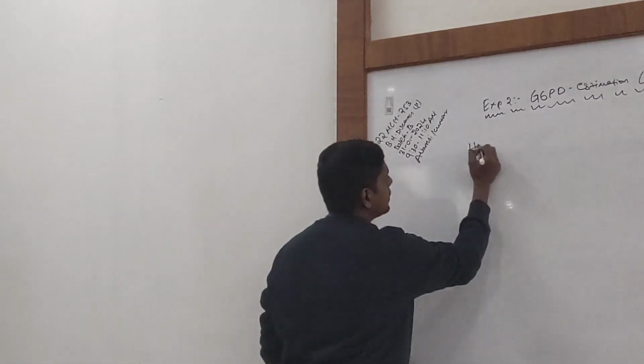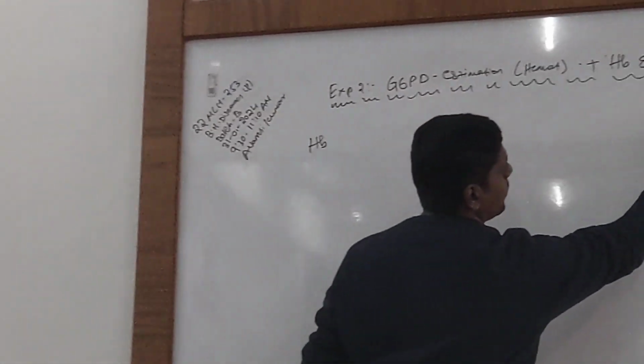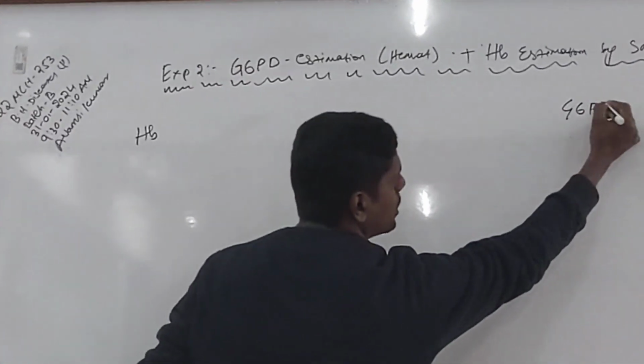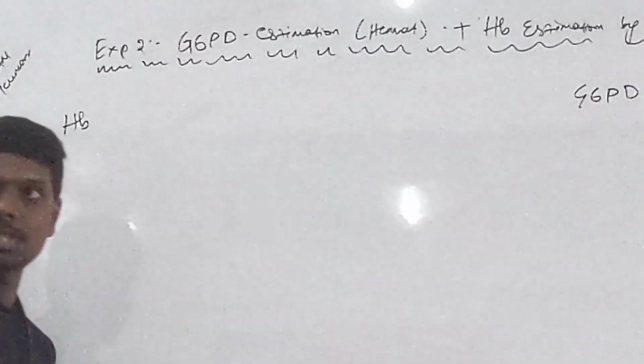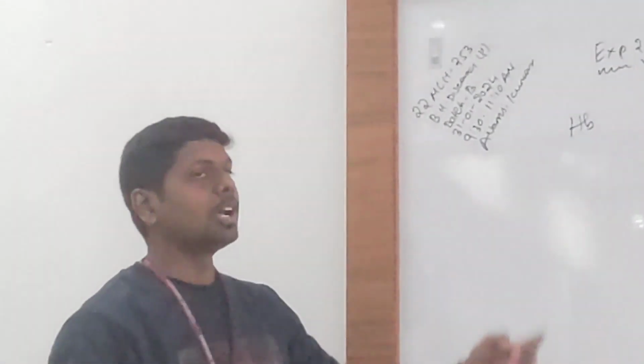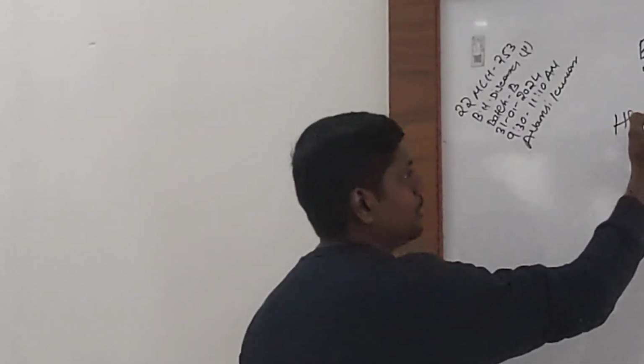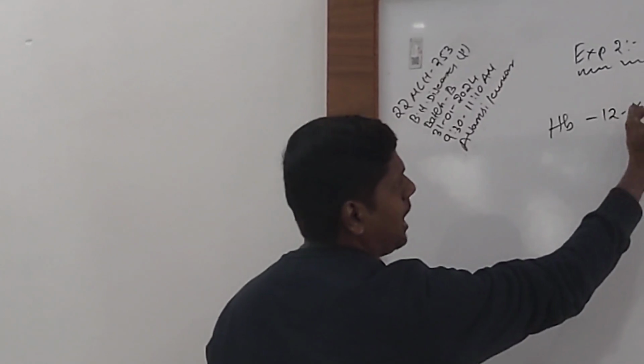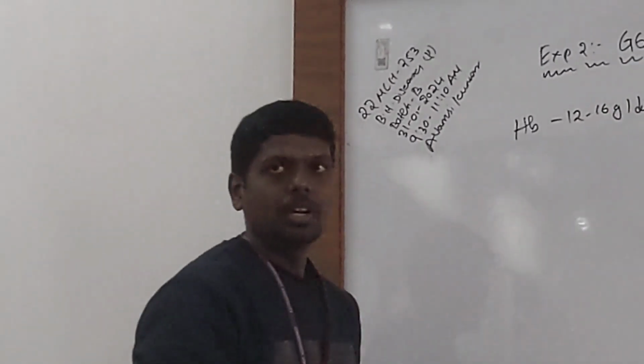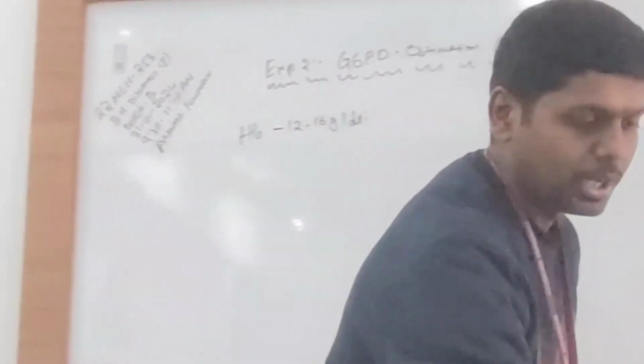Estimation, and another one is glucose 6-phosphate estimation. Glucose 6-phosphate dehydrogenase estimation. Okay. So first let us see what is Hb. What is the normal value of Hb? 12 to 16 grams per deciliter. Very good. So methods of estimation of hemoglobin.